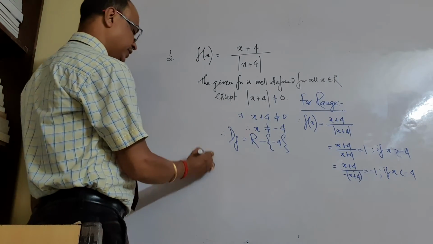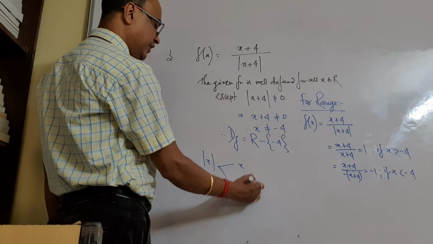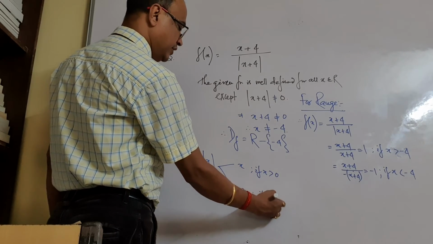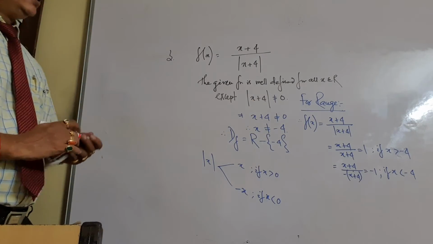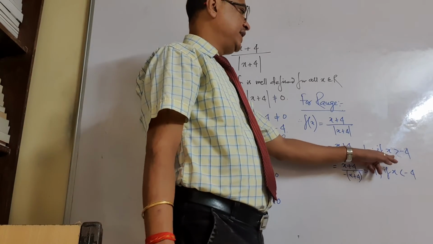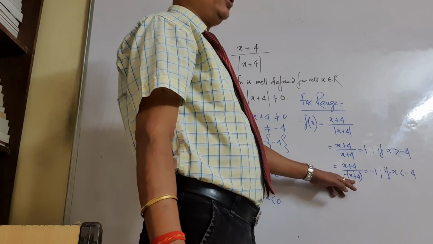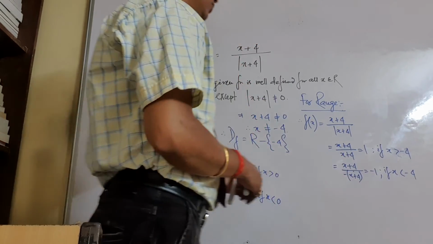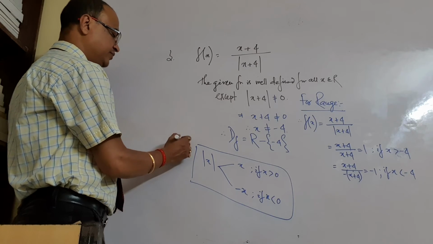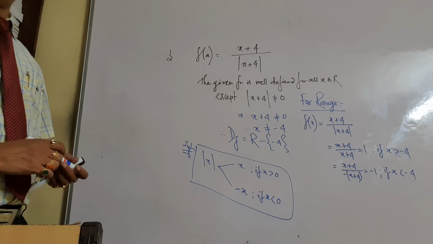This is the explanation of mod. If mod x is there, we can split as positive x, or as negative x. Condition is if x greater than 0, or if x less than 0. The same thing applied here. So (x plus 4) by (x plus 4), if x plus 4 greater than 0, which means x greater than minus 4, and (x plus 4) by minus of (x plus 4), if x plus 4 less than 0, which means x less than minus 4. You must write this information. This is the information for the mod function. This you should be knowing, that mod of x can be split like this.